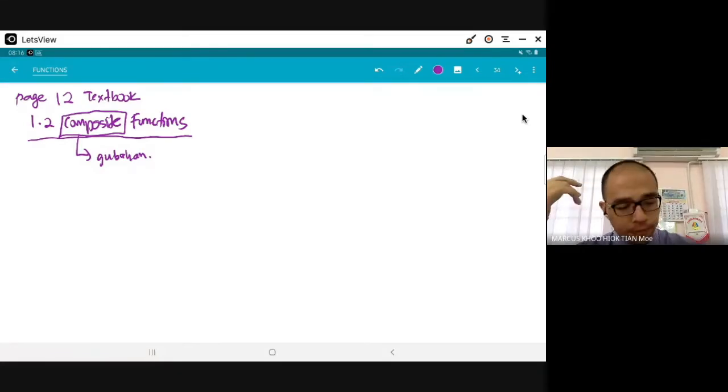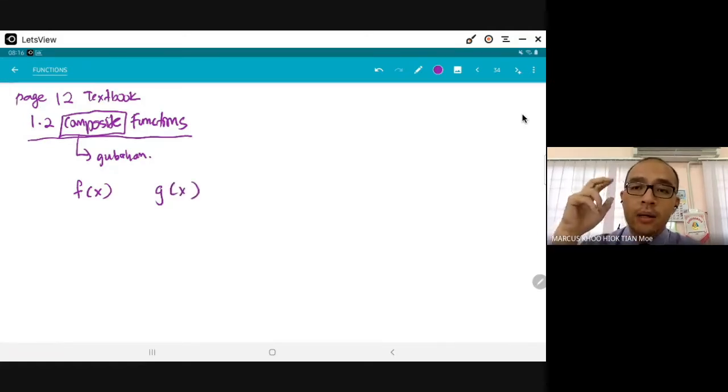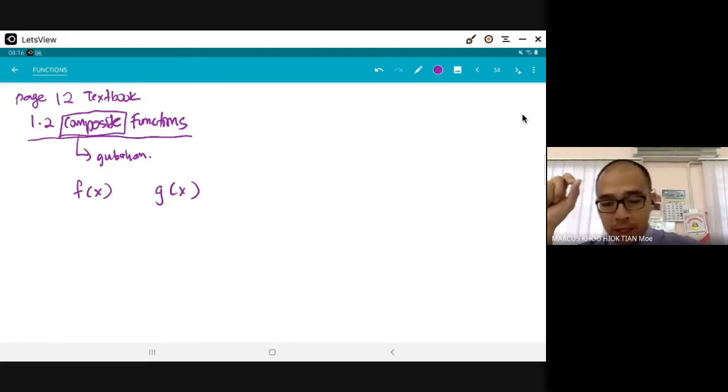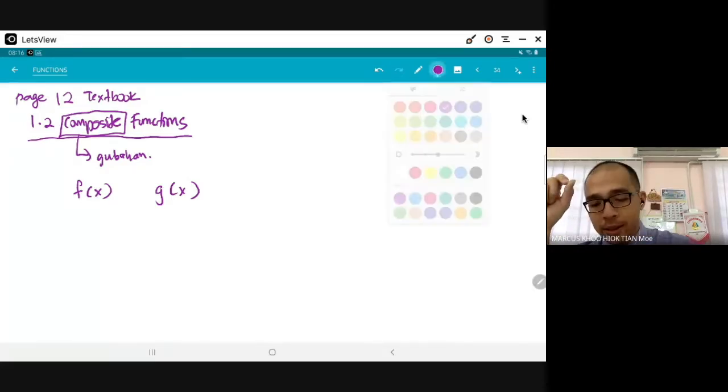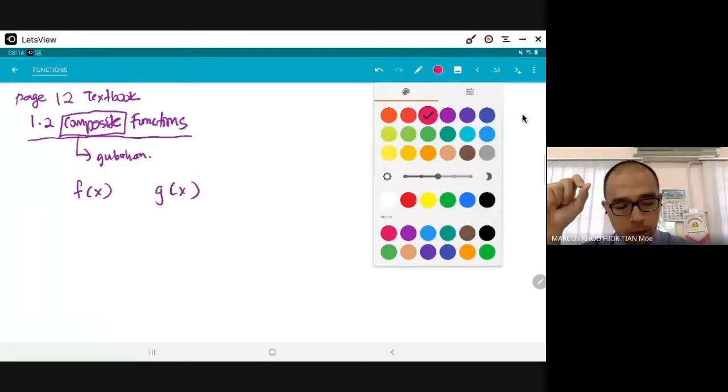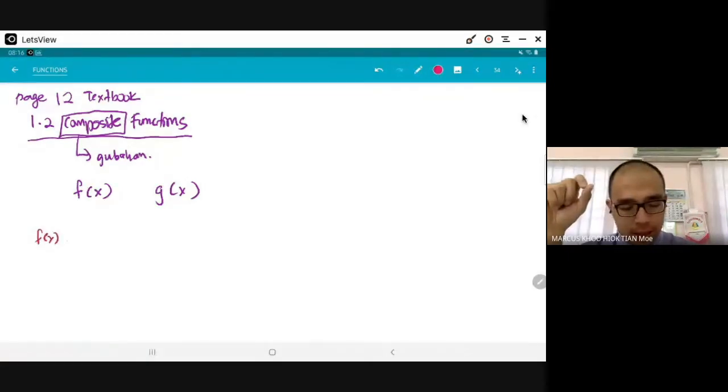So for example, if you have the first function, which is f(x), and then I have a second function, which is g(x). So there are two possible composite functions that I can produce. Either I make f(x) the object and g(x) the image. Okay, that's situation number one.